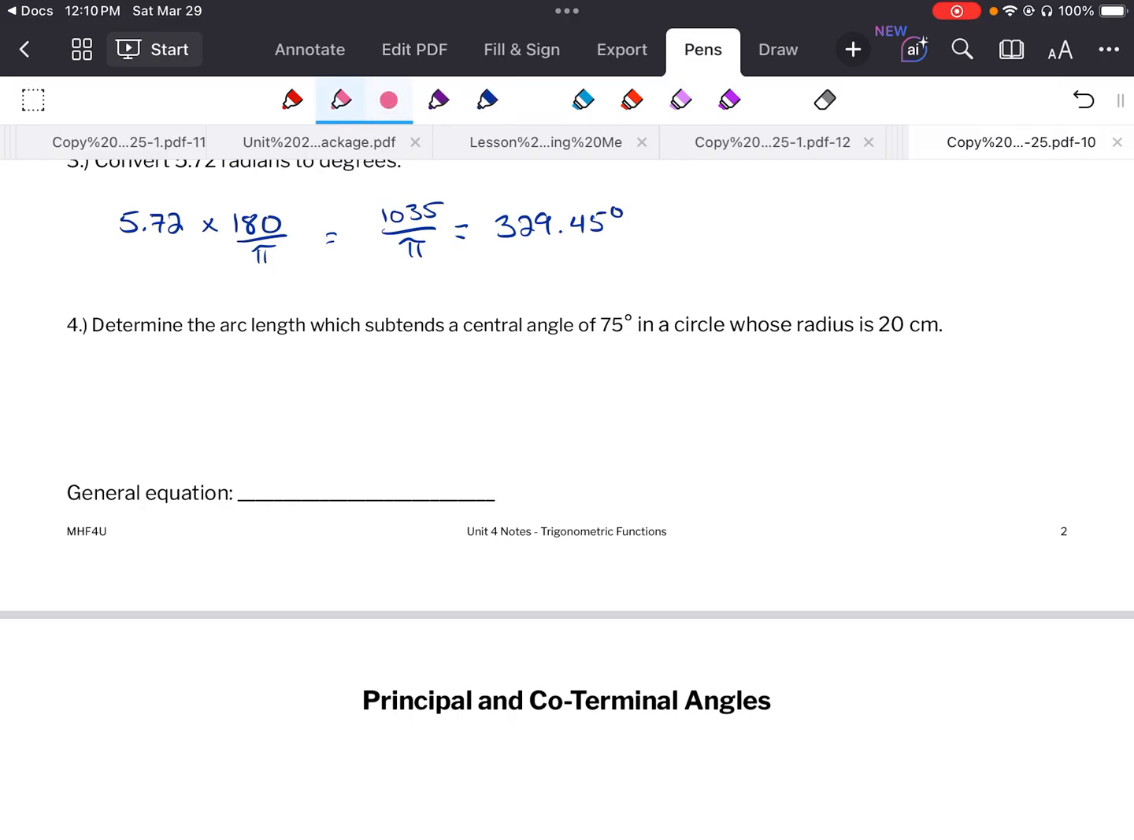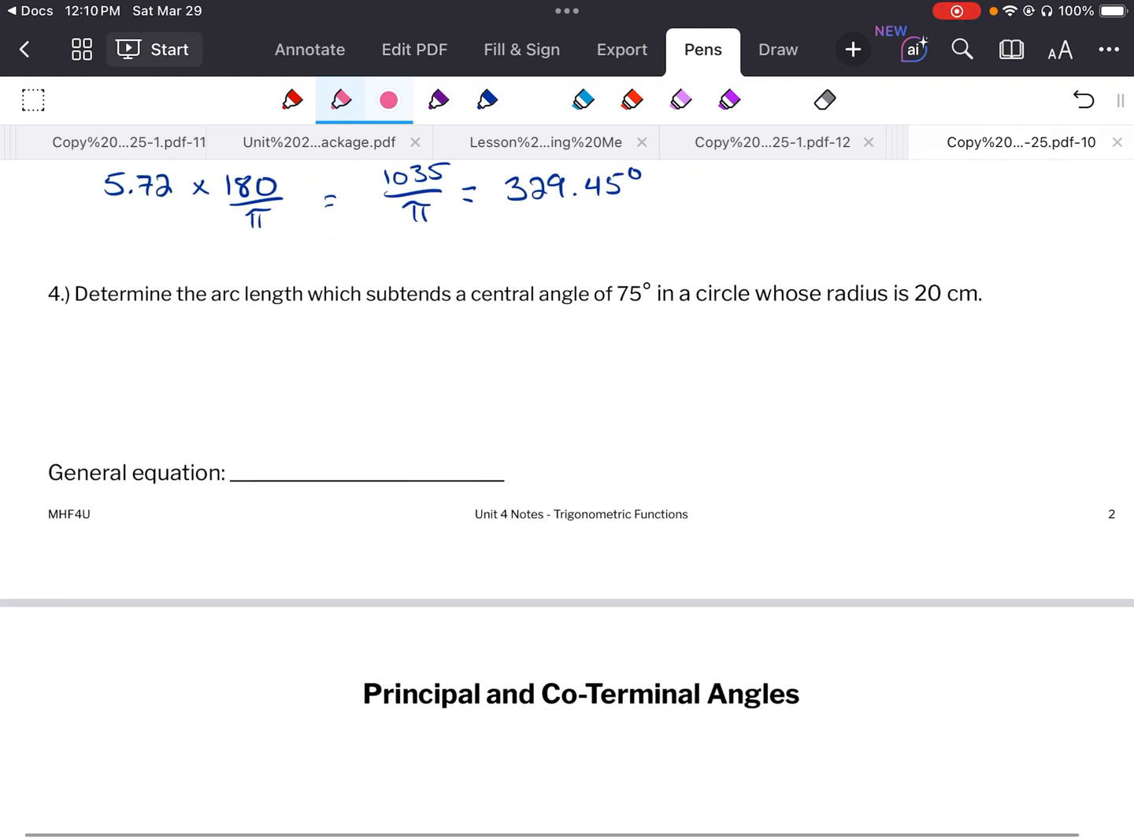Okay, determine the arc length which subtends a central angle of 75 degrees in a circle whose radius is 20 centimeters. Okay, so we're going to work with our angle here. We have 75 degrees. We're going to multiply by pi, then divide by 180. So we have 75 pi over 180, which simplifies. This is our 5 pi over 12.